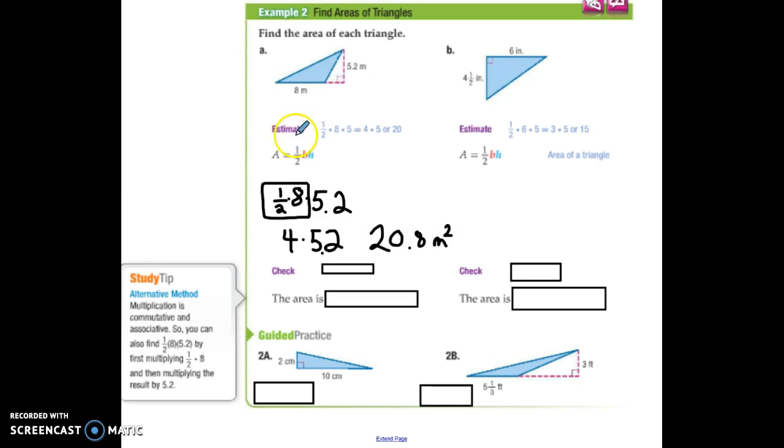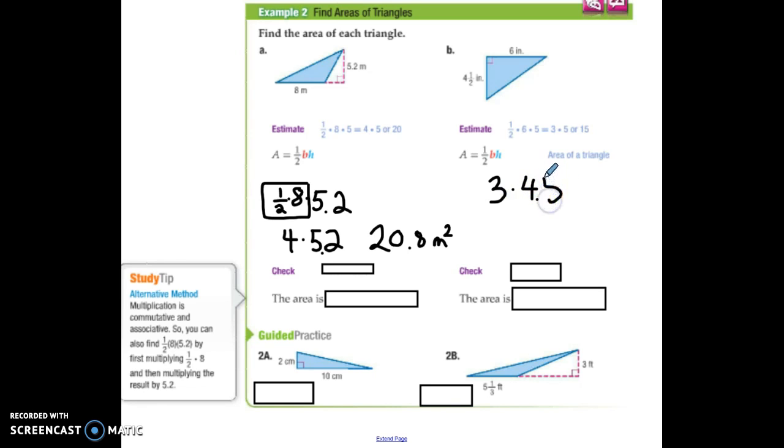Okay, and now what they did up here, they estimated. So they said the answer should be around 20, which tells us it makes sense. So let's look at this example. What number between 4.5 or 6 do you think it makes more sense to take half of? I would say 6. What's half of 6? Well, half of 6 is 3. So I'm going to do 3 times 4.5.